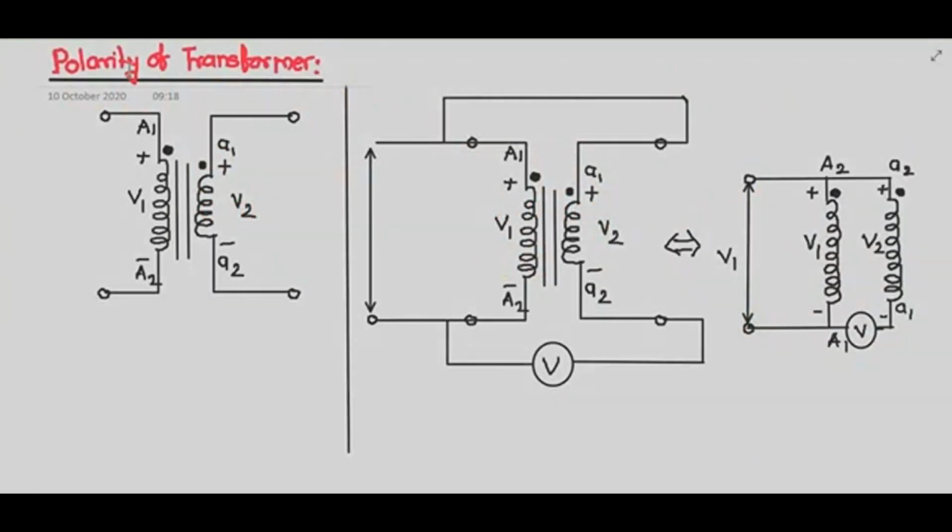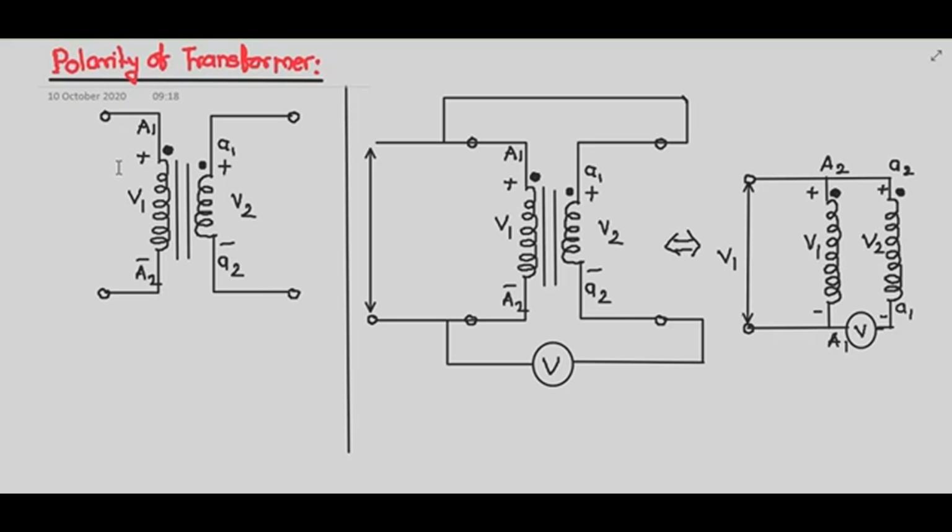So let us start with the polarity of the transformer. Students, we know that the transformer works on the principle of mutual induction. The direction in which the windings are wound decides the polarity of the mutually induced EMF. But practically it is not always possible to draw the coil as per their winding directions. Hence, to indicate the winding directions in the transformer, the dot conventions are used.